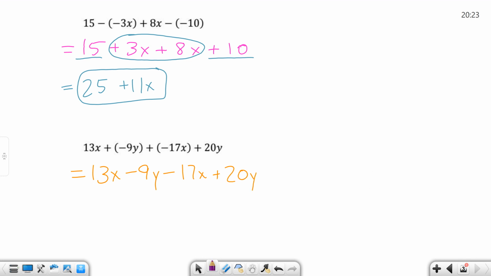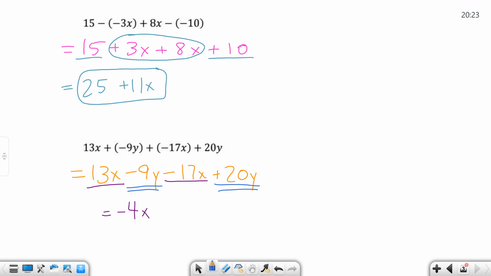So do I have anything like the 13x here? Yeah, the negative 17x. So what is negative 17 and 13? That's a positive and negative, so we subtract. 17 minus 13 is 4, and 17 is negative. And then negative 4 what? Negative 4x. And then I have, I'm going to underline my y's twice, a negative 9y and a plus 20y.